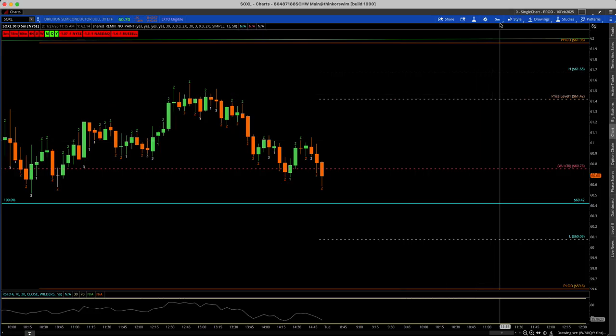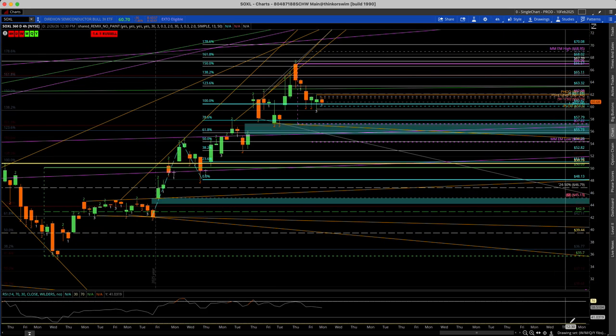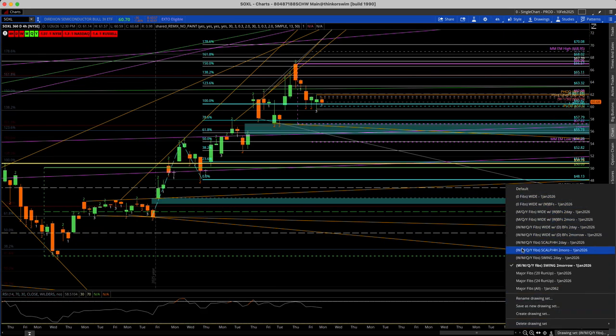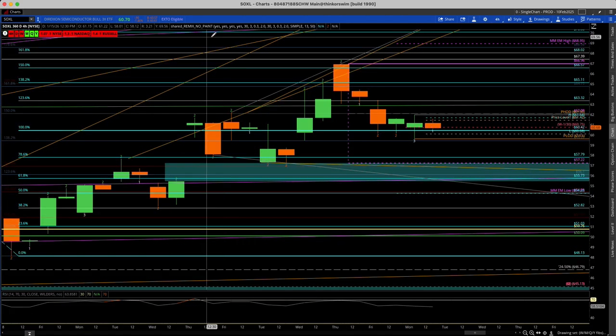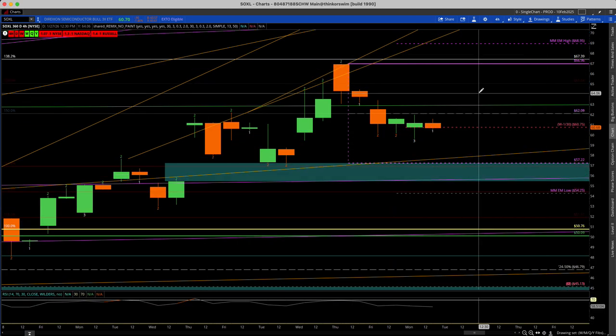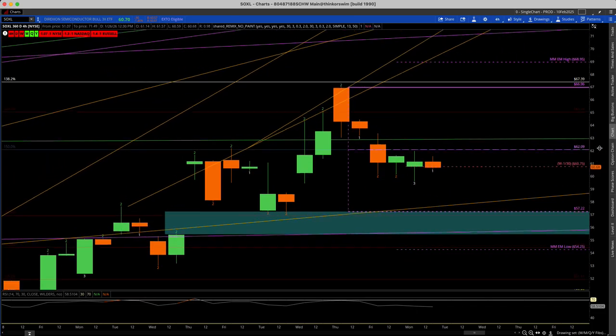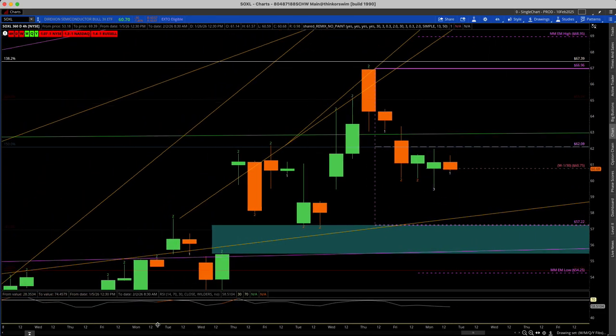All right, so that's the scalp perspective. Let's go on out to the 4-hour chart and take a look at what we might do for a little bit longer day trade, maybe a full day trade, possibly even an overnight swing trade. Let's get the right chart up here.